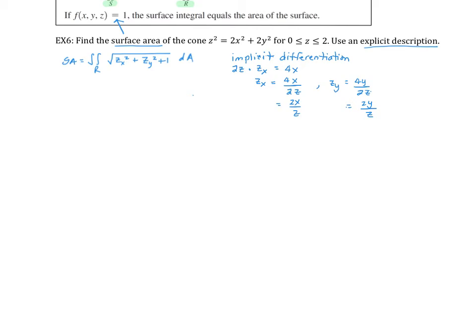So I'm going to plug that in. I'm not going to worry about my limits of integration just yet. It could happen that all of this turns out to be a constant, and if it does, I don't even have to figure out limits of integration. And I'll show you in just a second, because this actually does turn out to be constant. All right, this would be the square root of 2x over z squared plus 2y over z squared plus 1 dA, kind of scrunching this all in.